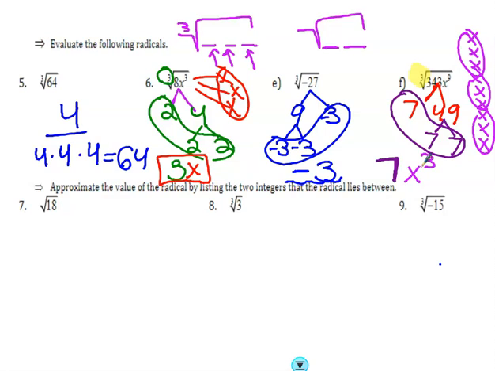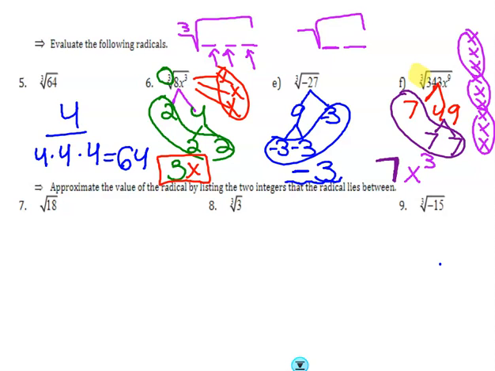All right. So that's what we have with evaluating the following radicals. Taking them out, and then again, if it's a square root, making groups of 2. If it's a cube root, you're making groups of 3. Careful with your negatives and positives. All right, we're almost there, folks.